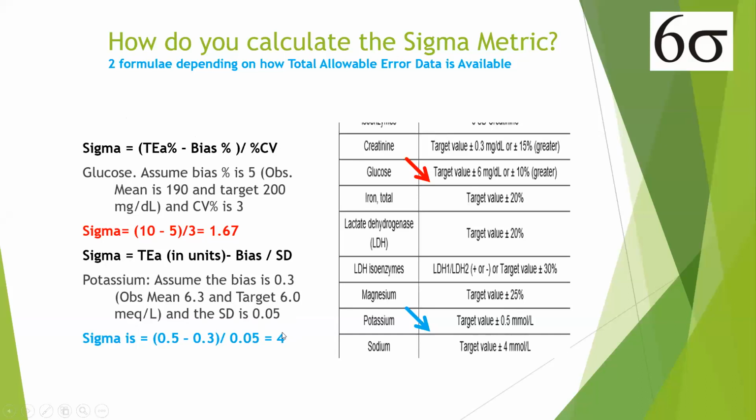So that's how you calculate sigma, which is total error minus the bias divided by the CV if it's in terms of percentage. If it is units, then it's total error minus the bias divided by the SD. So we saw that glucose is at 1.67 sigma and potassium is at 4 sigma. This is your baseline calculation of the sigma metric.